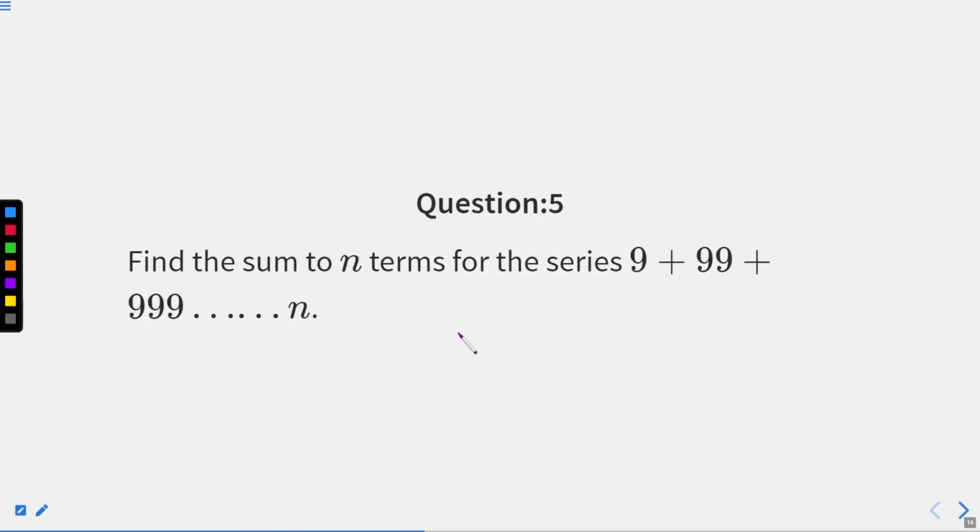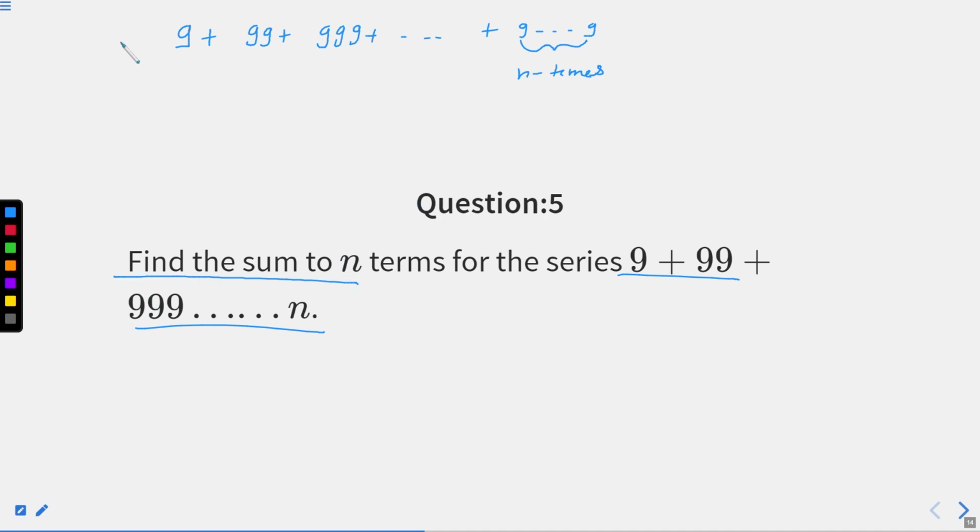So let's move on to the next question, which is asking for a formula for a sum. Let's understand the sum first: 9 plus 99 plus 999, till n terms. We are asked to find a formula for this finite series, so that we can easily use a formula instead of just adding individual terms.